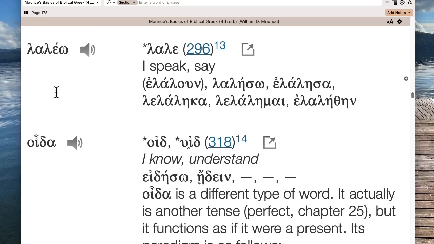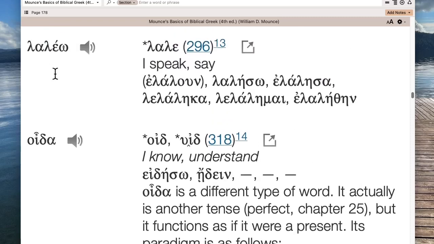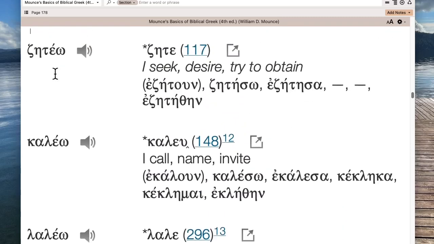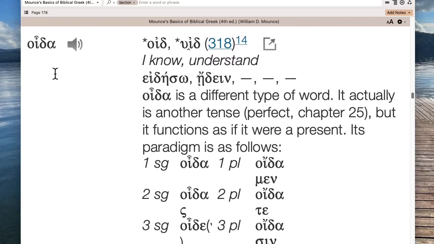Another, laleo. I speak, I say. It's very similar to lego in meaning. Next, oida. Now notice it doesn't end in an omega like these other verbs, like laleo, kaleo, zeteo. Remember, all our verbs are first person singular.